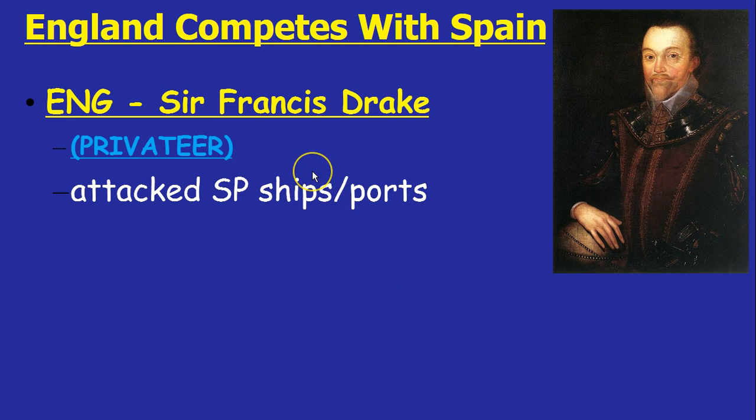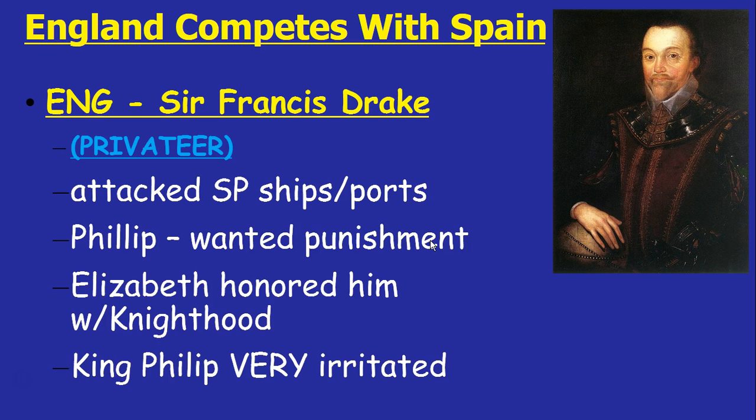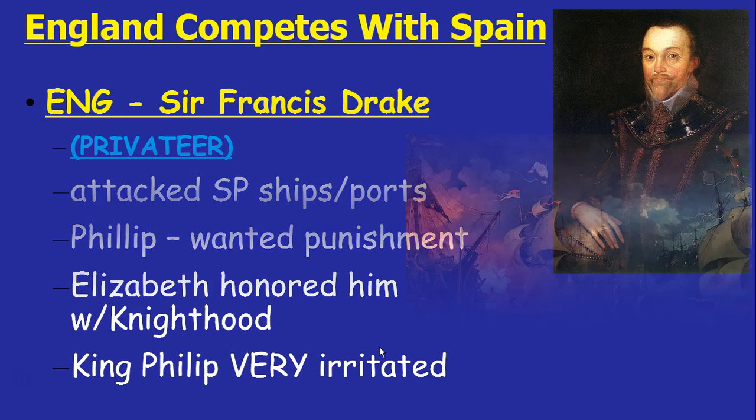And privateers are, just like the word says, private people who own their own ships, such as Sir Francis Drake, who will be encouraged and supported by Queen Elizabeth to attack Spanish ships and ports, take what they have, and bring it back for England. And this guy kind of becomes a real major hero, and he's well known for what he's doing all throughout Europe, and Philip wants him punished. Elizabeth honors him with knighthood, and Philip gets really irked about that, very irritated with that.